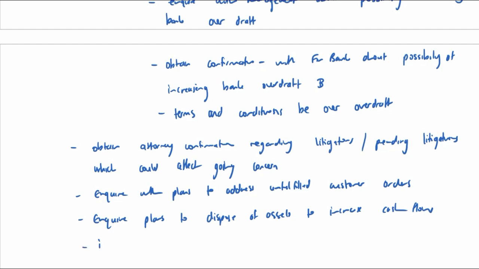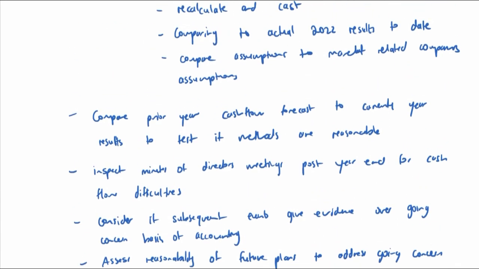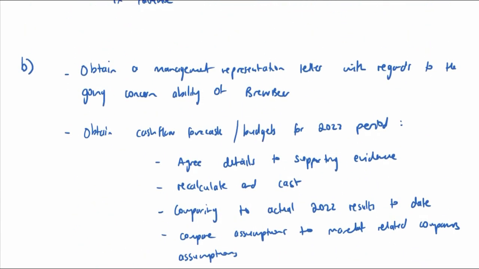Okay, and then just go and inspect disclosure of the going concern in the financial statements. Okay, just check that you've got enough. Definitely look like we've got enough. So I can move on to question 2.